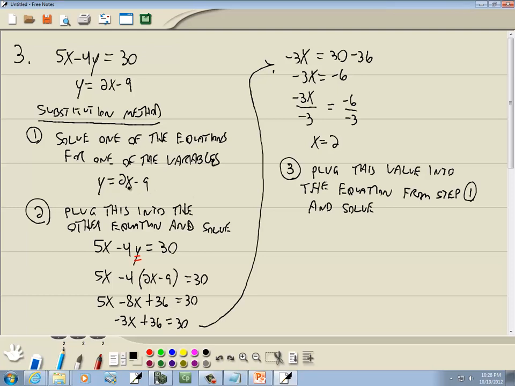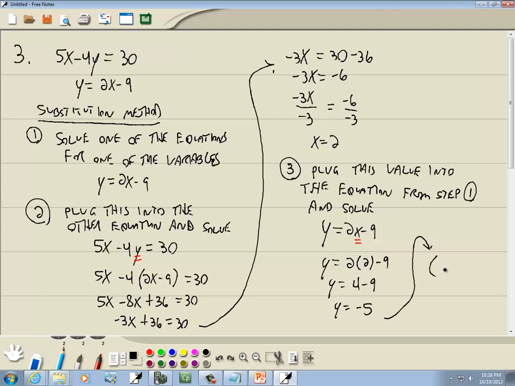Now the equation from step 1 will always be solved for the other variable, so it's a perfect one to plug it into. So we're going to plug that into y is equal to 2x minus 9. And we just said that x is equal to 2 up here. So we're going to replace the x with 2. So we got y is equal to 2 times 2 minus 9. Y is equal to 4 minus 9, or y is equal to negative 5.